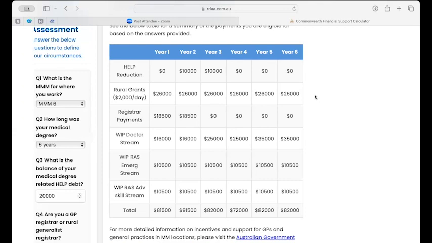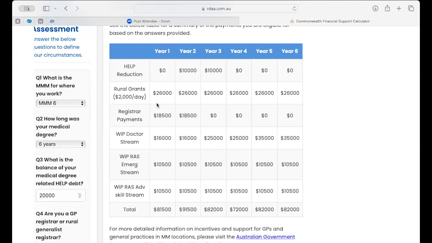So remembering this person has an advanced skill in anaesthetics, and they also do emergency. So they're credentialed in emergency. So this is the procedural grant. You will have to apply to your college to access that. But it's based on $2,000 a day for surgery, anaesthetics, and obstetrics. That's up to 10 days, so $20,000 per annum. And then it's $2,000 a day for emergency, and that's for 3 days. So that's where you get the $26,000.